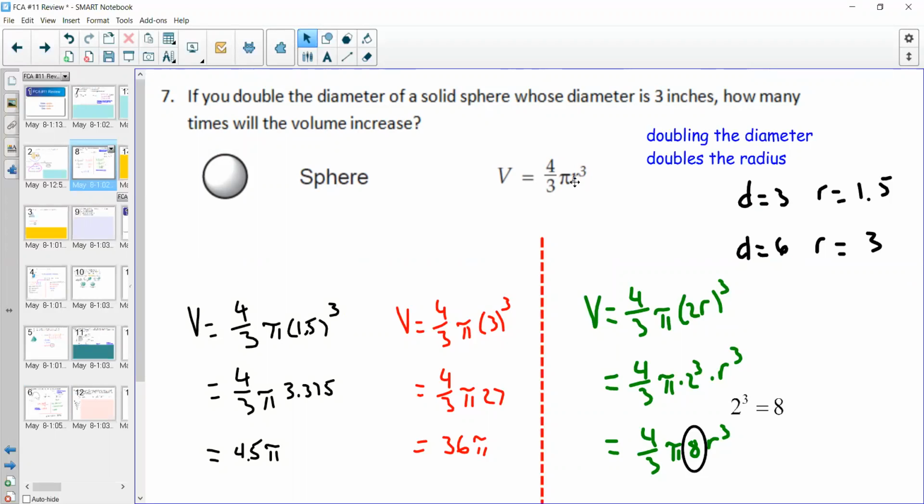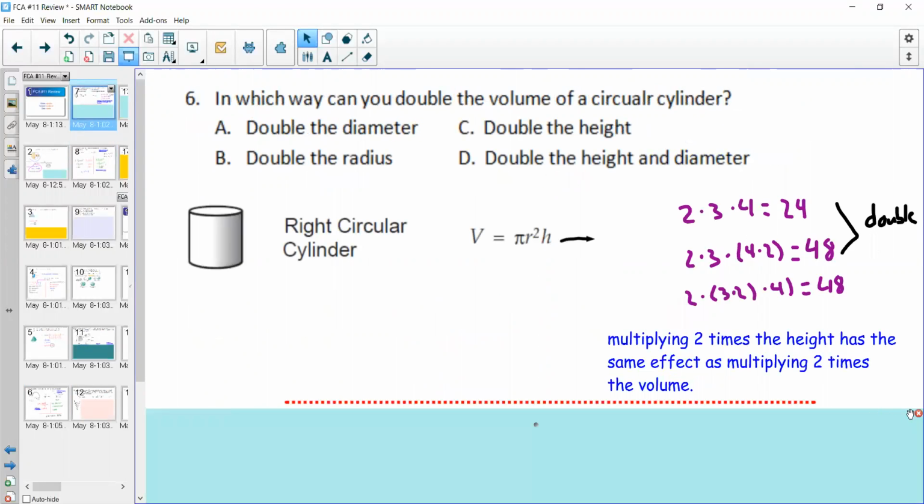Okay. Did I skip one? Somebody's saying, what about 6? Okay, same thing here. So let's look at number 6. In which way can you double the volume of a circular cylinder? Circular spelled wrong. So if I look at the volume formula for a cylinder, I've got pi r squared h.